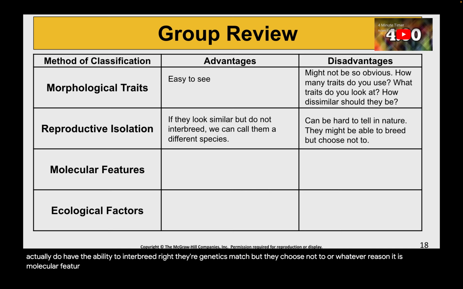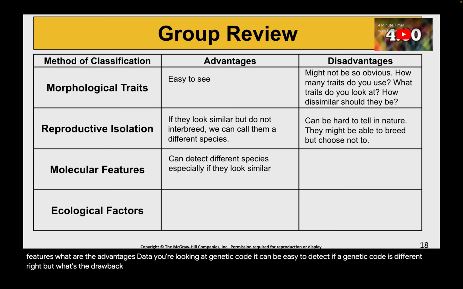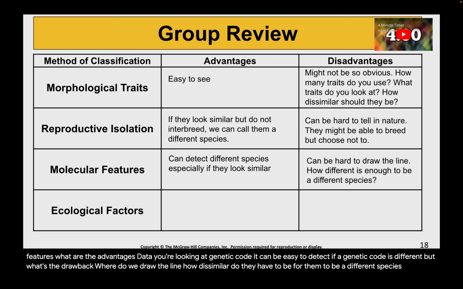Molecular features, what are the advantages? Pretty surefire way to tell. Yeah, you're looking at data. You're looking at genetic code. It can be easy to detect if a genetic code is different, right? But what's the drawback? You don't know where to draw the line most of the time. Yeah, where do we draw the line? How dissimilar do they have to be for them to be a different species, right?